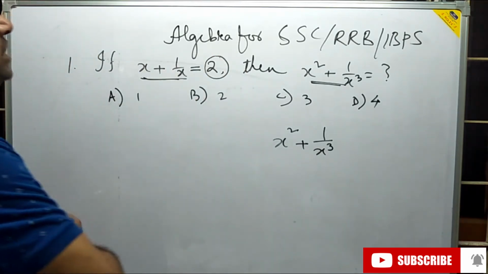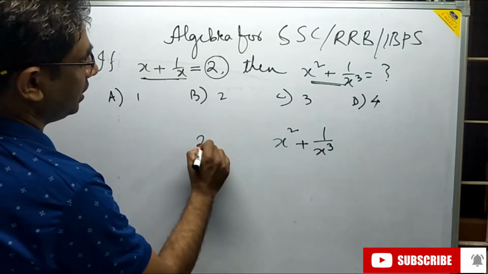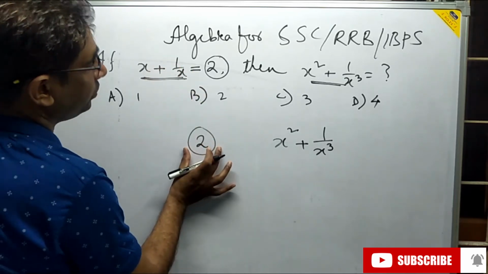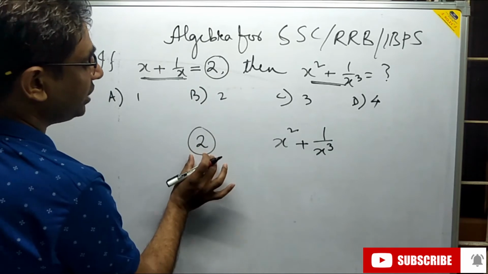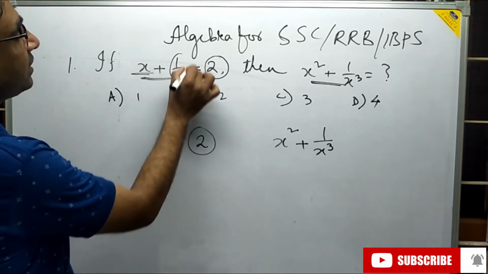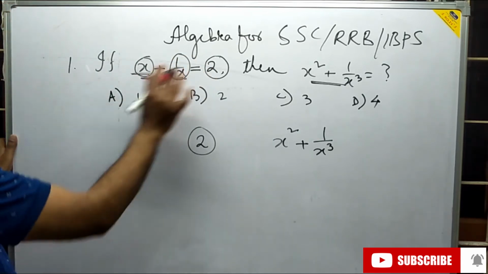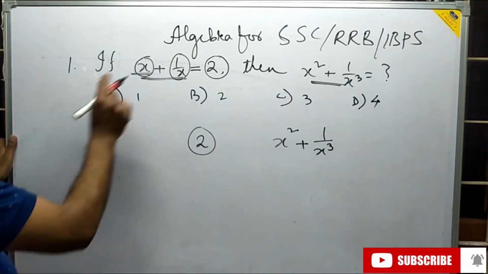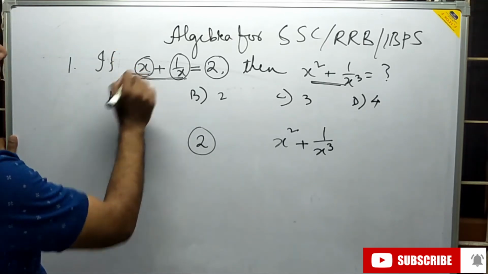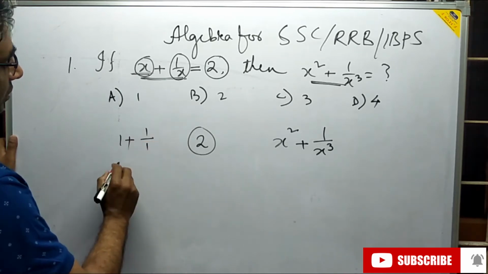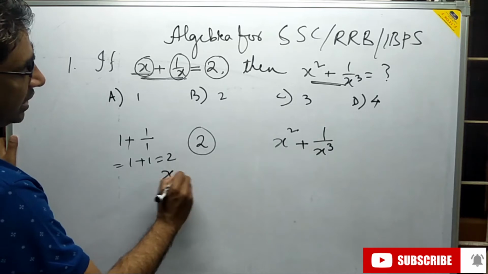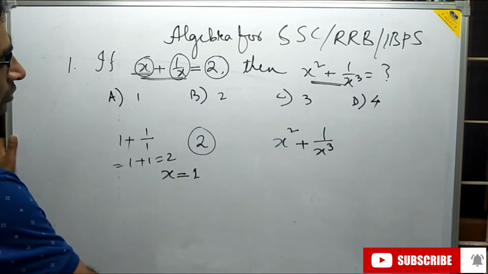If this value is 2, only for 2, if the sum of two numbers is given as 2, then only we can use this formula. That means the sum of this number and this number is equal to 2. If the sum of two numbers is equal to 2, then we can write x equal to 1, this one equal to 1, 1 plus 1 is equal to 2. That means we can consider the value of x equal to 1.